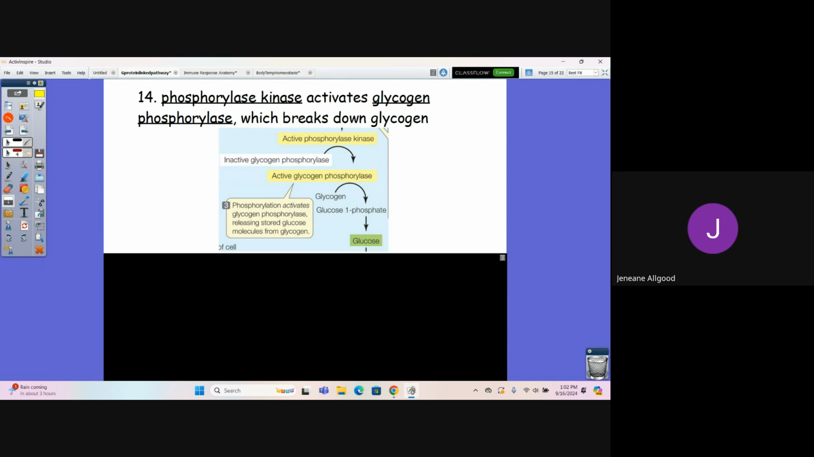All right, phosphorylase kinase activates glycogen phosphorylase, which breaks down glycogen into glucose. So remember, we said this is our endpoint. Our endpoint means we should make about 10,000 molecules of glucose. And that's going to serve as fuel for our muscle cells so that we can fight off whoever we need to fight off, or we can run away from whatever we need to run away from.